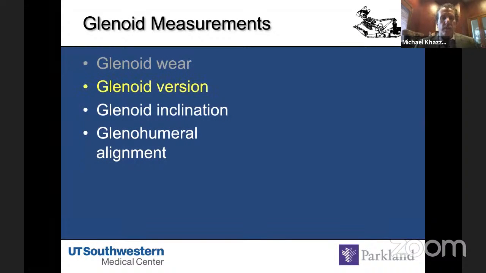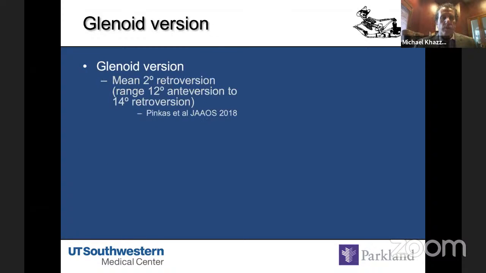So now we move on to assessing the version, because we have to correct the version to help the survivorship of the implants and help with functional outcomes, period. The glenoid version typically, on average, ranges from 12 degrees of anteversion to 14 degrees of retroversion, but on average is about 2 degrees, and you want to correct to less than 10 degrees of retroversion to help with outcomes and survivorship of implants in the setting of anatomic total shoulder arthroplasty.